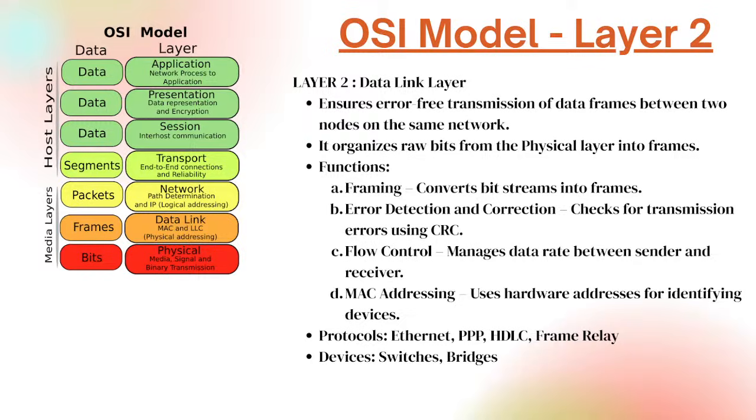Then you can say that access control is also one of the functions of the data link layer. Access control means deciding which device can use the network at a given time to avoid collision. That is also done by the data link layer while moving information to the network layer. It is the responsibility of the data link layer to ensure access control.